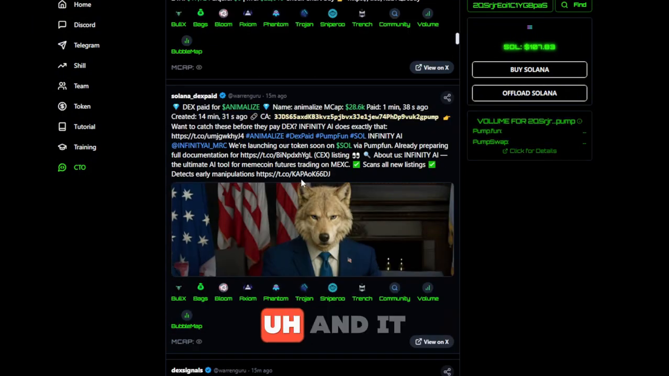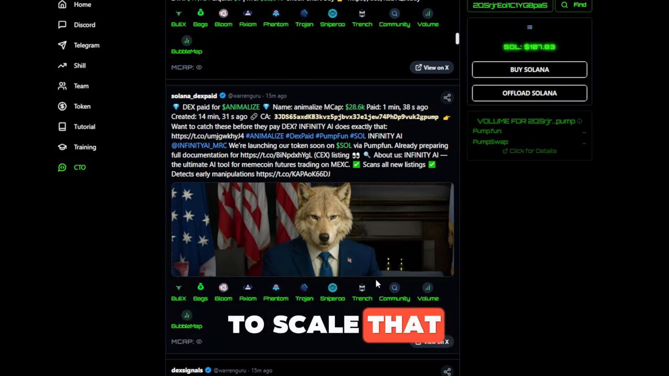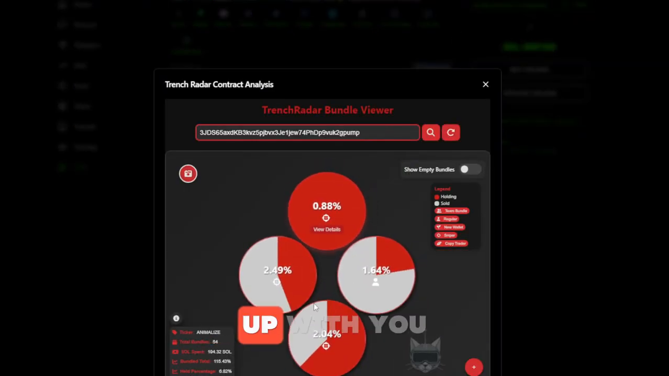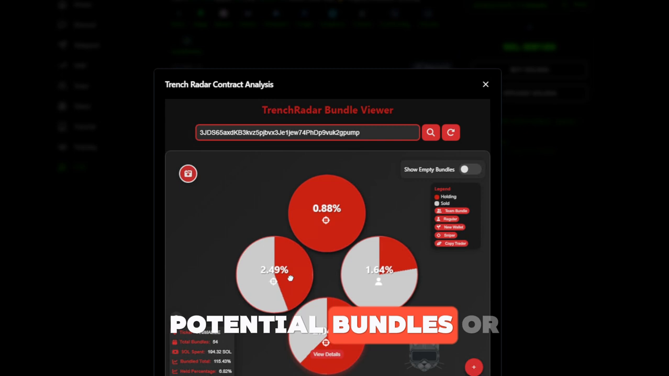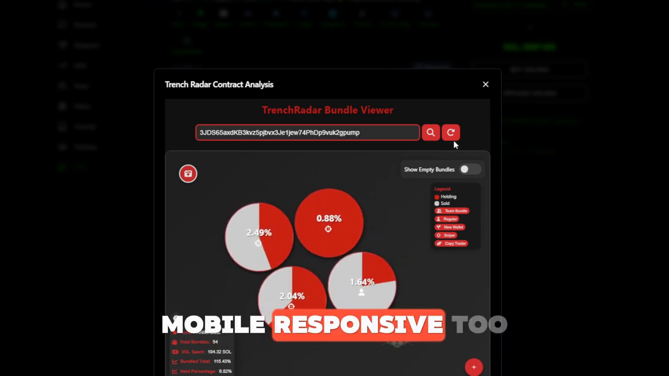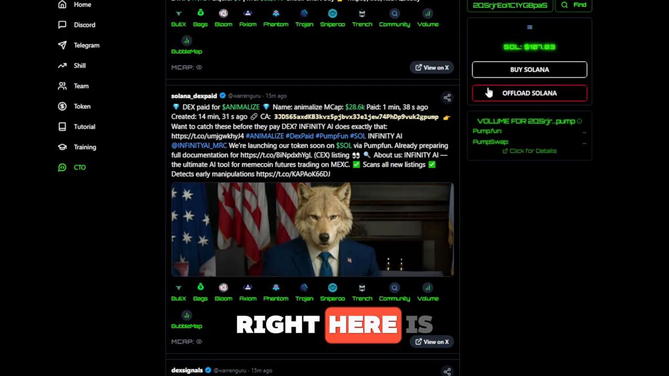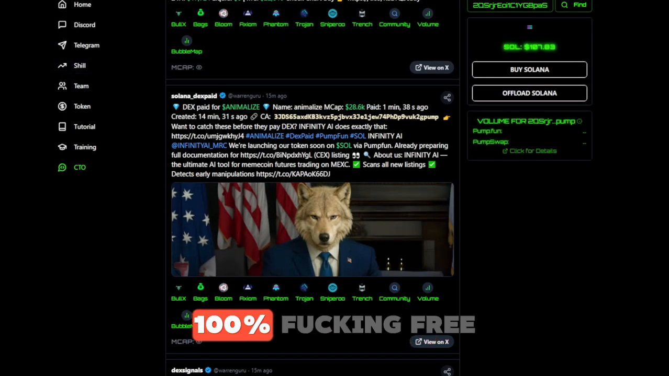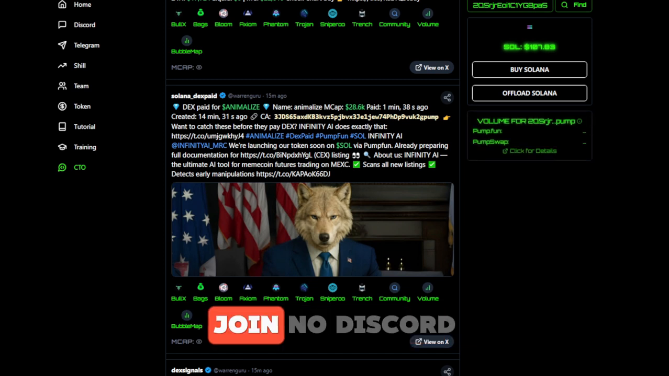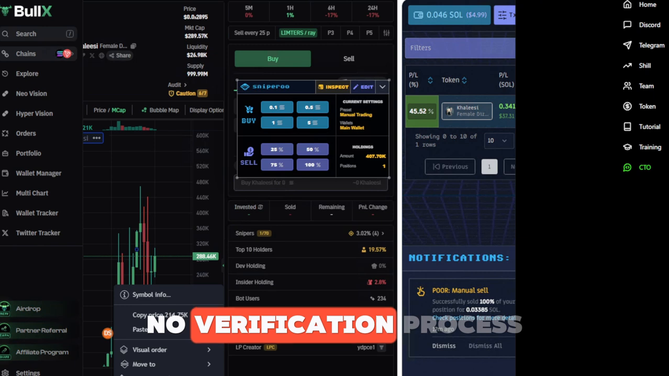and you're able to do some real thorough DYOR. It has icons that help you scale that, even to the point where you could simply click on, for example, Trenchy right there, right? And boom, you'll pop up with potential bundles in this particular play. It's also mobile responsive, by the way, guys. Everything you're seeing right here is 100% free. I repeat, 100% free. You don't have to join any Discord, no verification process.